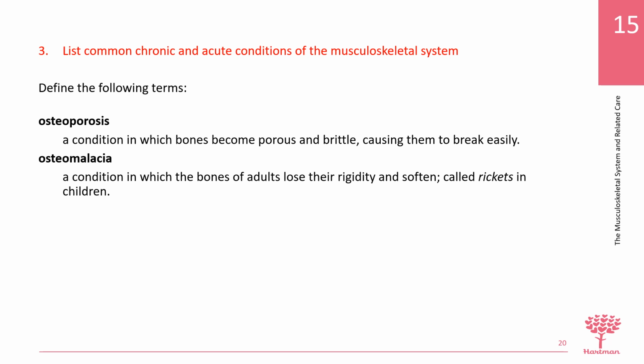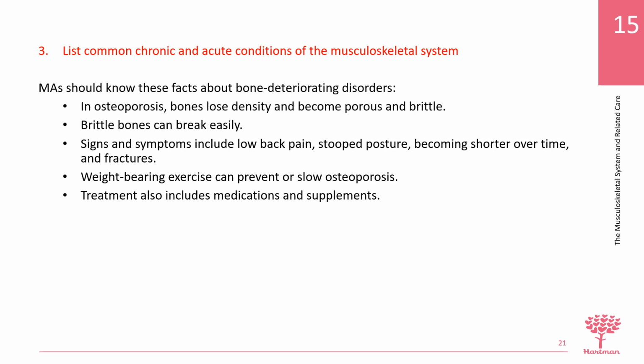And then we have the term osteomalacia. Remember, osteo has anything to do with bone, but malacia is actually softening. So it is a condition in which the bones of adults lose their rigidity and soften. It is called rickets in children. So it can happen in children as well.